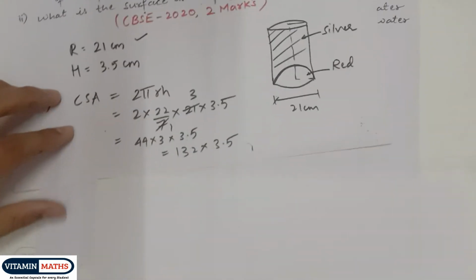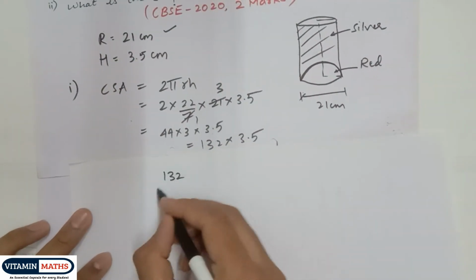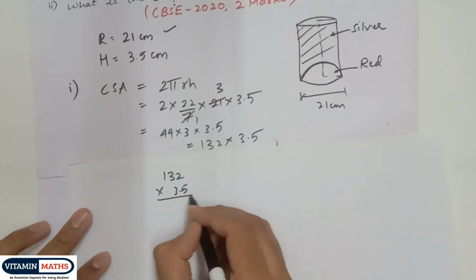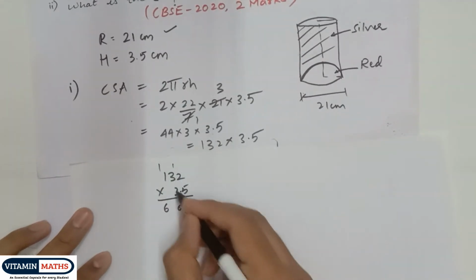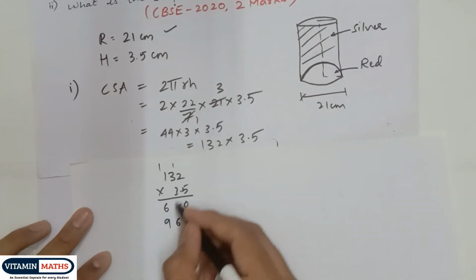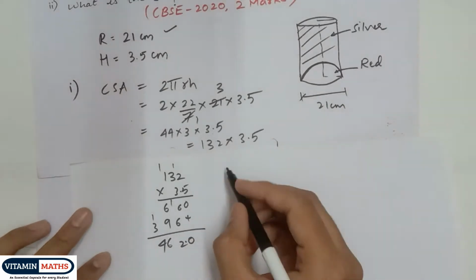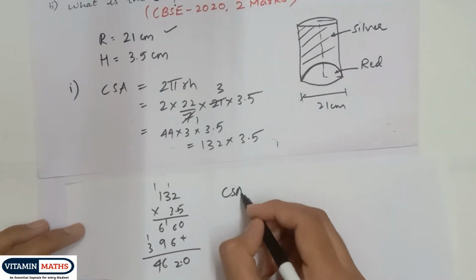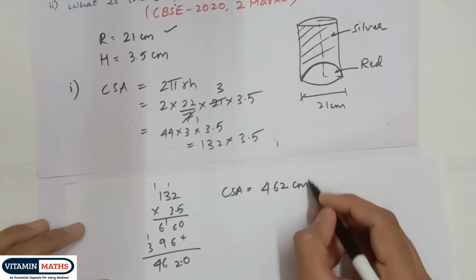Okay, so let me take another sheet. So this is 132 into 3.5. 5 2s are 10, 15, 16, 6, 3 2s are 6, 3 3s are 9, 3 1s are 3. Okay, so the CSA is 462 centimeter square.